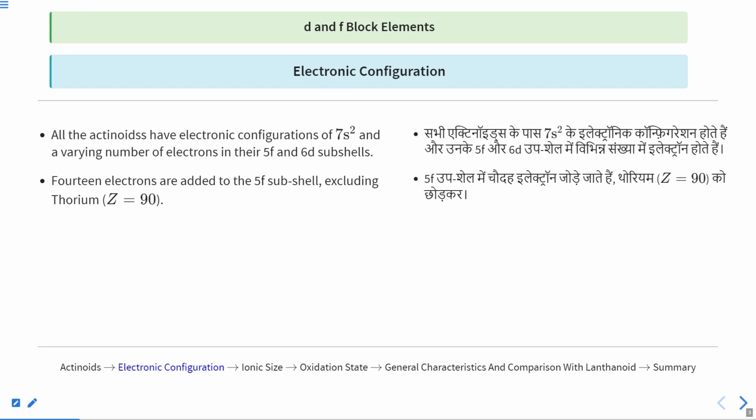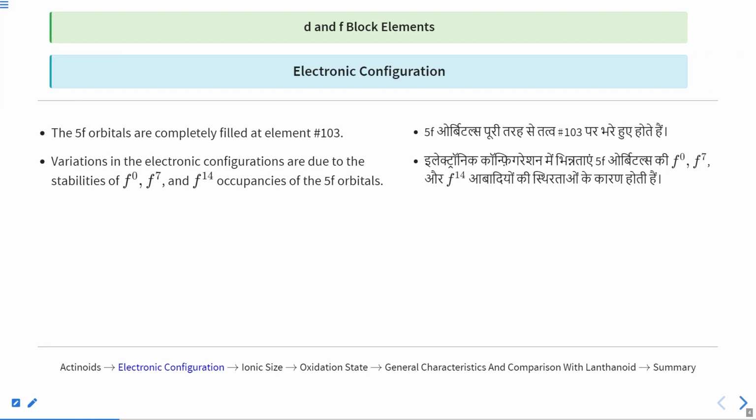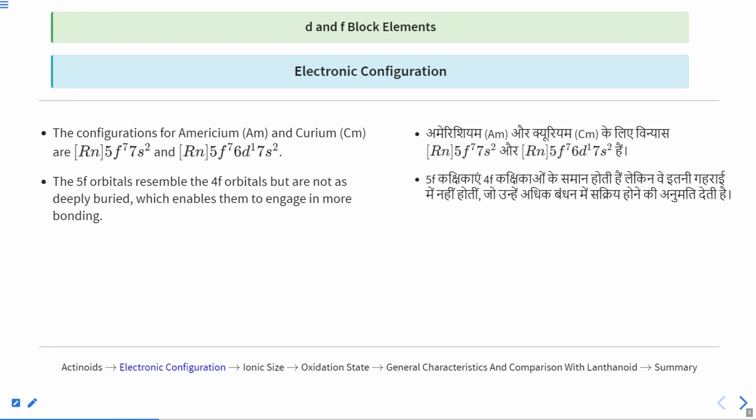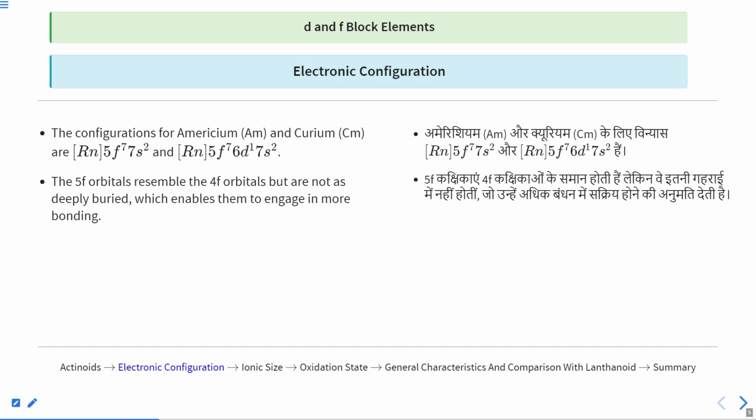All the actinoids have a configuration of 7s2 and a varying number of electrons in the 5f and 6d. We have seen this: in lanthanoids we have 6s2 while the 5f and 6d have a varied number of electrons. Similarly, in actinoids 7s2 is constant, whereas the number of electrons in 5f and 6d changes. 14 electrons are added to the 5f subshell, excluding thorium. The 5f orbitals are completely filled at element 103, lawrencium, which has the f14 configuration. The variation in electronic configuration is due to the stability of f0, f7 and f14, meaning zero filled, half filled and fully filled. Due to this we see the exceptions.